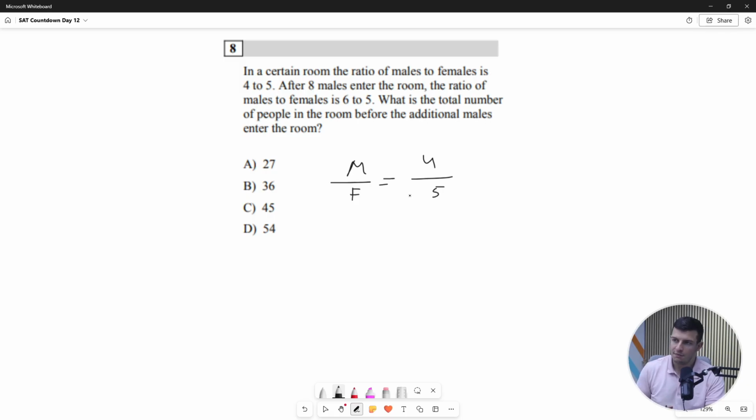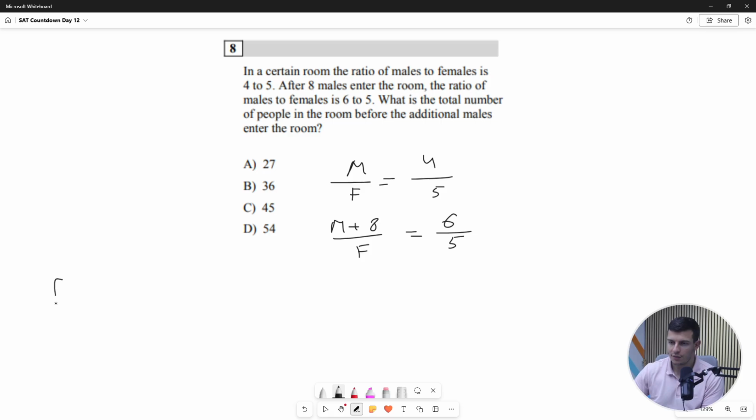So if 8 males enter the room, my total male became what? Male plus 8, divided by females. Females didn't change, but the ratio did. It became 6/5. Yes? What is the total number of people in the room before the additional males entered the room? So we're looking for M and F. Now I have 2 equations and I have 2 variables. I can probably treat it as a system of equations. Yes, I can take one, substitute, or write it into decimals, whatever the case is.